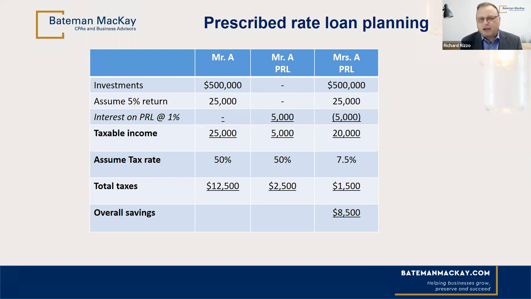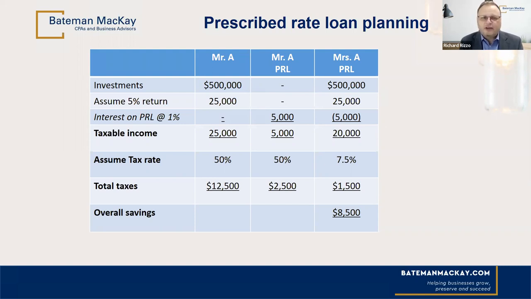This transaction can be either implemented via trust or just through what we call a spousal prescribed rate loan trust. And that would be just with the spouse. So the investments would go with the spouse, 500,000. Again, earn 25,000 on that. Now again, we have to pay the 1% back to the person loaning the money, right? So Mr. A is going to earn interest income of 5,000, but Mrs. A will get a deduction for that.